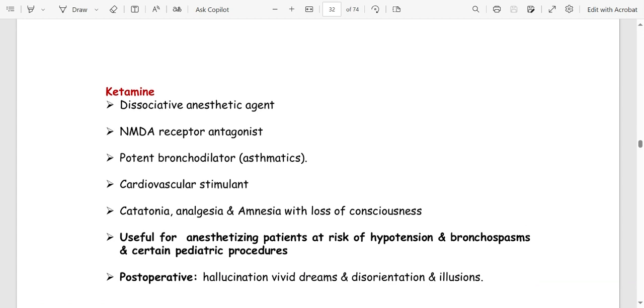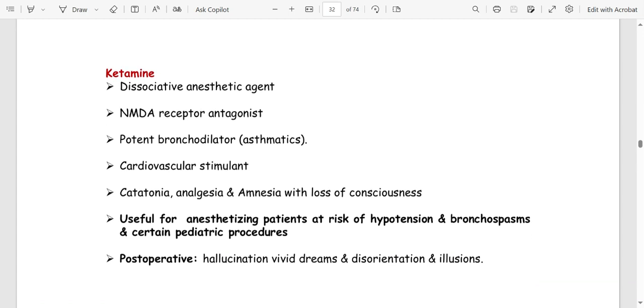Now, ketamine is an example of these intravenous drugs. It's a dissociative anesthetic agent which works on the NMDA receptors. It's a potent bronchodilator, so you can use it in asthmatics, and it is a cardiovascular stimulant. This drug will stop pain. It will also cause someone to go into sleep with loss of consciousness, and it's used for anesthetizing patients at risk of hypotension or bronchospasms, because it's a bronchodilator and also it increases blood pressure.